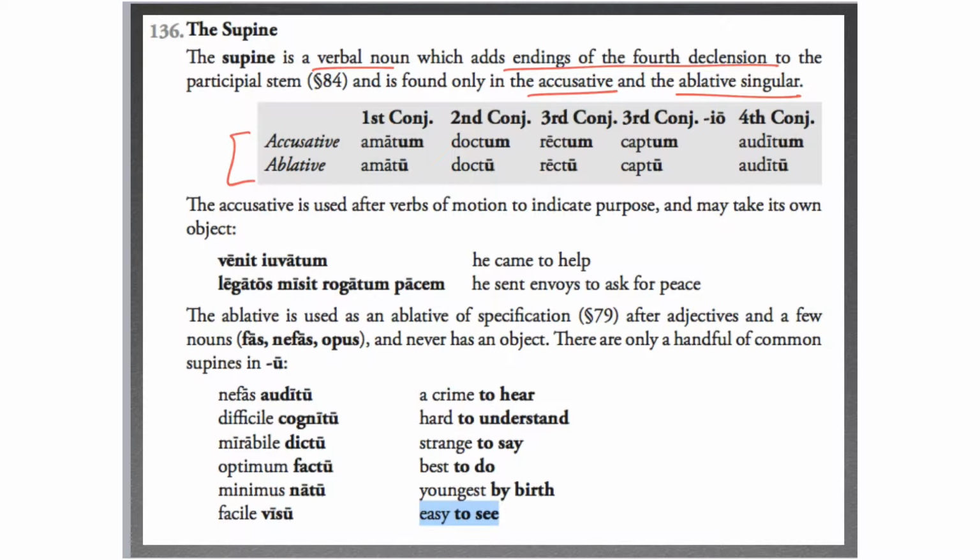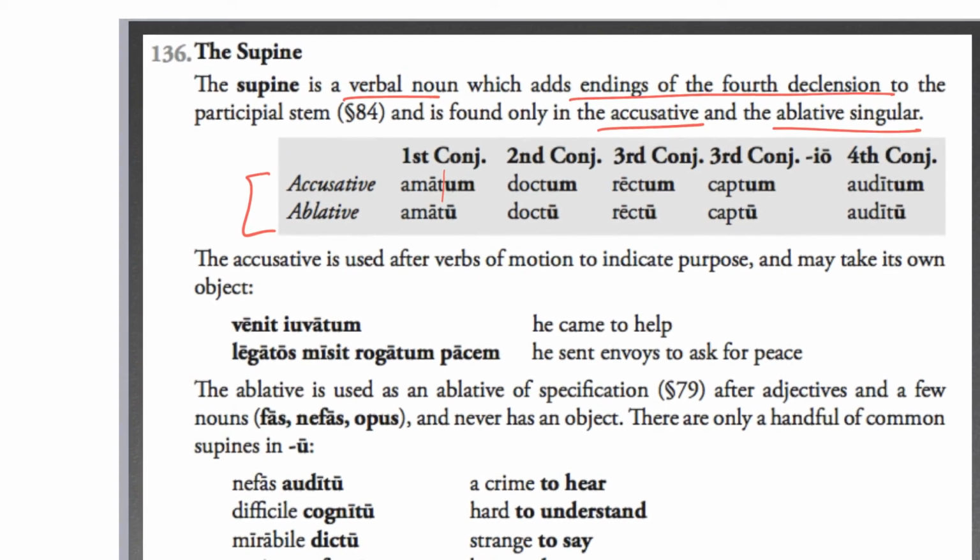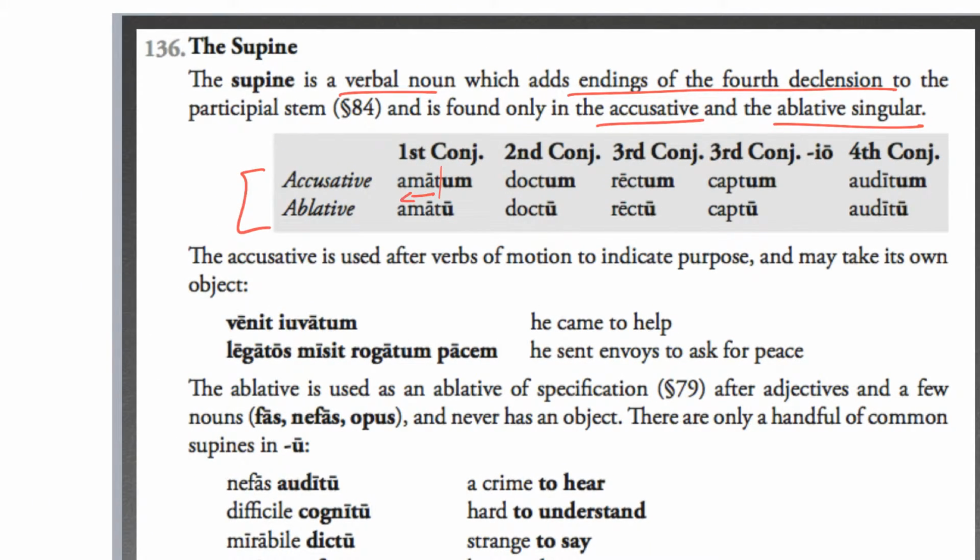So the stem is the fourth principal part, right? You can see to the left here, of course, is the stem of amo, amare, amavi, amatus. But with the supine, you're only going to have the -um ending or the -u ending, and those are the fourth declension accusative and ablative endings, respectively. And each of these cases is going to have specific uses.